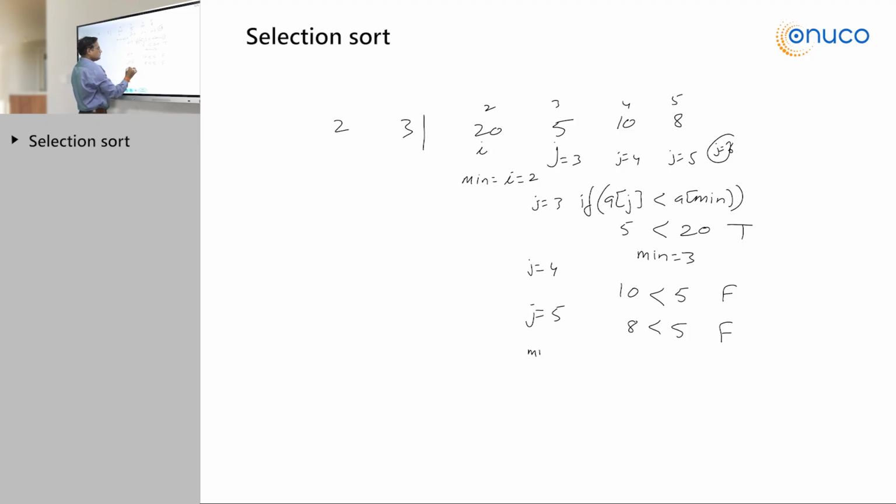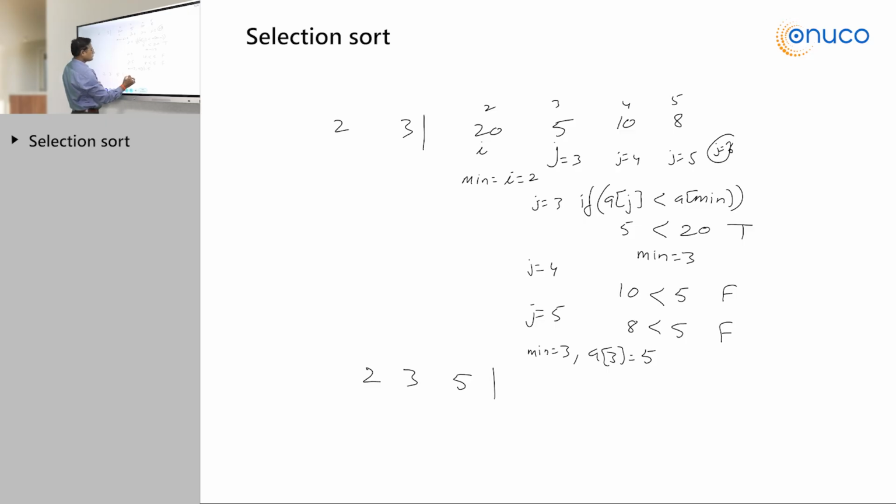What is the min value? Min is 3 and A of 3 value is 5, and that must be swapped with, see here, this is selection sort. Select the next minimum element, swap with the ith element. That is why it is selection sort. So we are going to swap it. After swapping, what will happen? We got 2, 3, 5, which is already in ascending order.